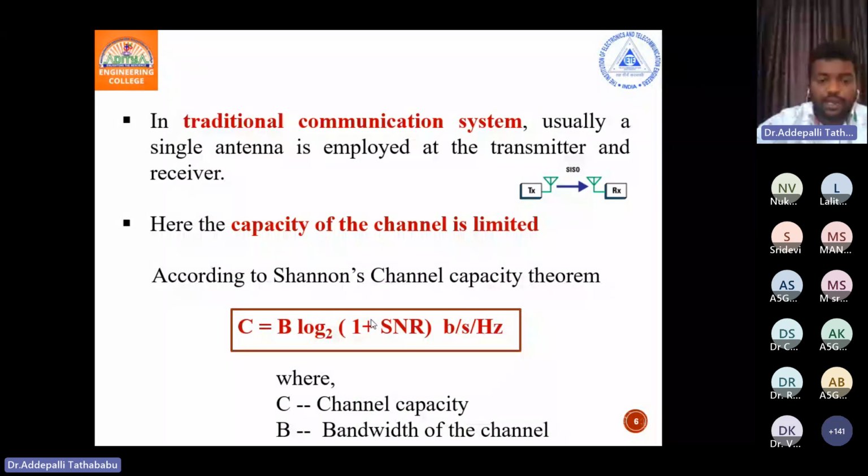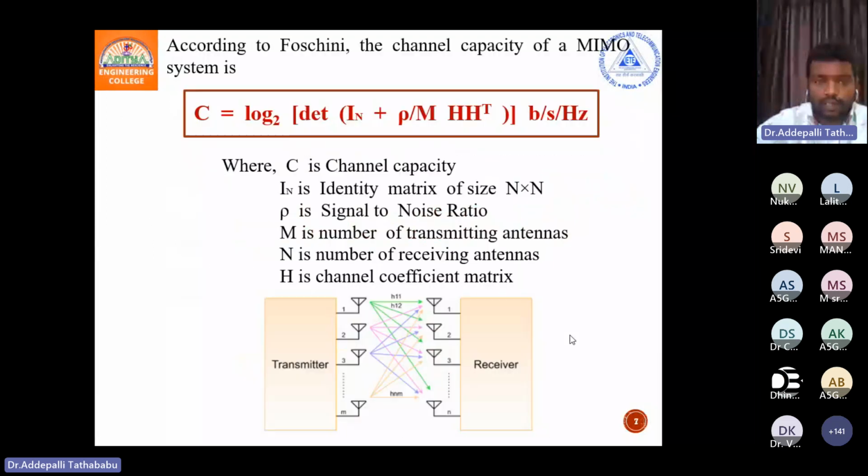That multi-path fading is overcome by a new technology that came into wireless communication, called MIMO, multiple input multiple output. Initially the idea was given by Aragisri Palras. Later it was mathematically proved by the pioneer Foschini in 1998. According to Foschini, the channel capacity is derived as C equal to log 2 det of I_N.